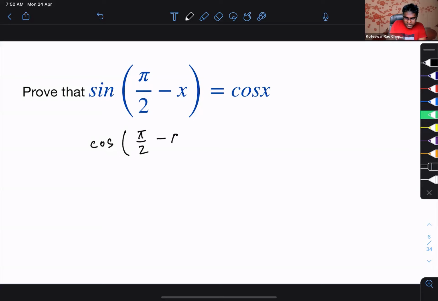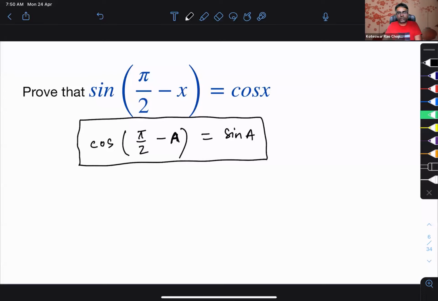Okay, so I think I'll write that as a. So cos of pi by 2 minus a is sine a. Okay, we'll go slow here, because we'll be interchanging variables, so that can sometimes be mind bending. Now what we want to do here is, let's say a is pi by 2 minus x. So a itself is pi by 2 minus x. So now substitute that here.